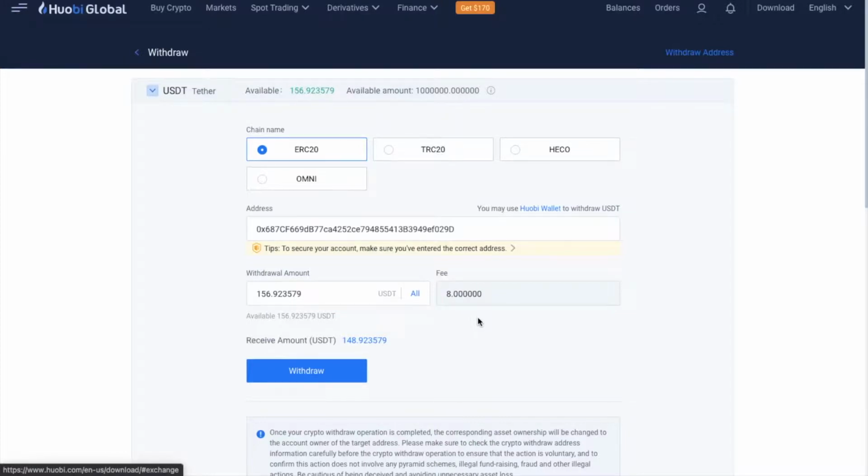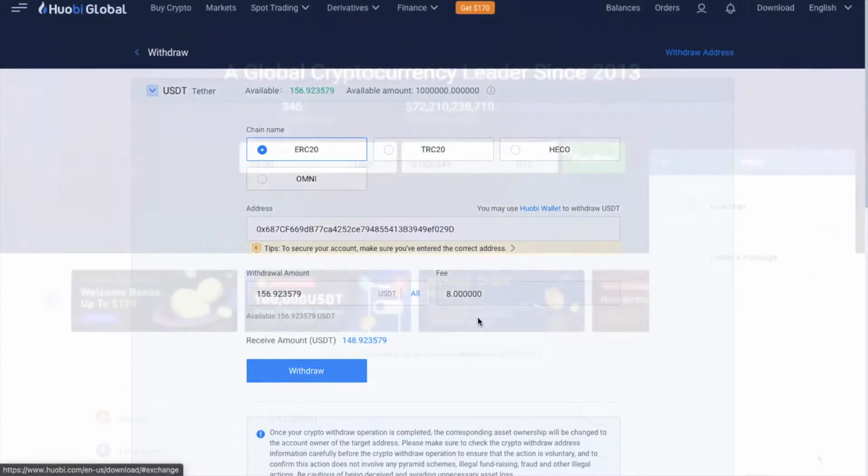At this point, a security authentication screen will appear, and you're just going to need to enter in all the different verification codes for every two-factor authentication method that you've set up on your account.